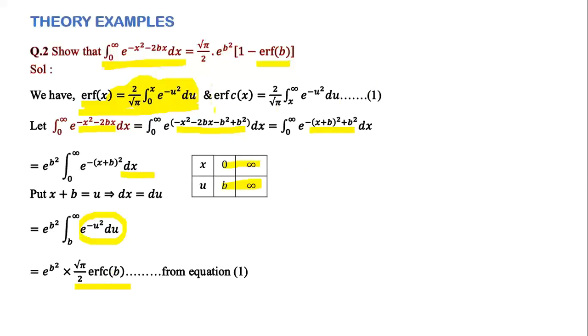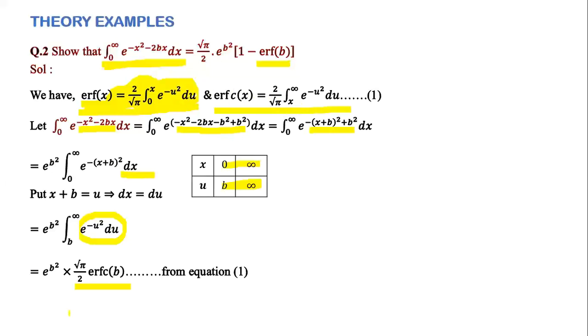The definition of complement error function is 2 by root pi, integral from x to infinity, e raised to minus u square du. So in this case, our x is b. Therefore, your answer is 2 by root pi; we have to shift it to the LHS. So we will get root pi by 2 times the complement error function of b.